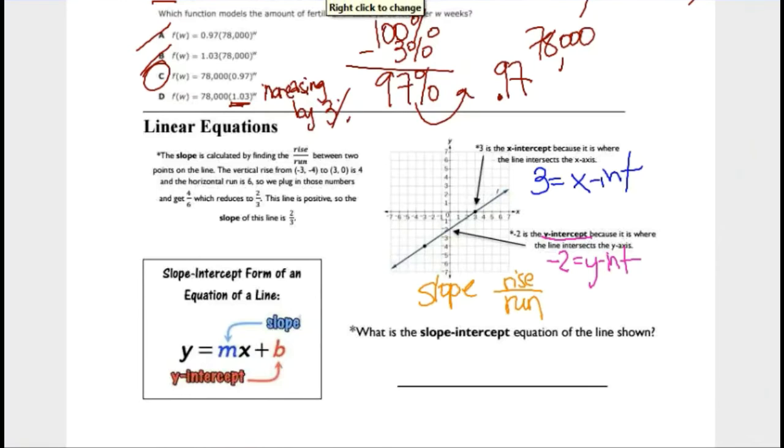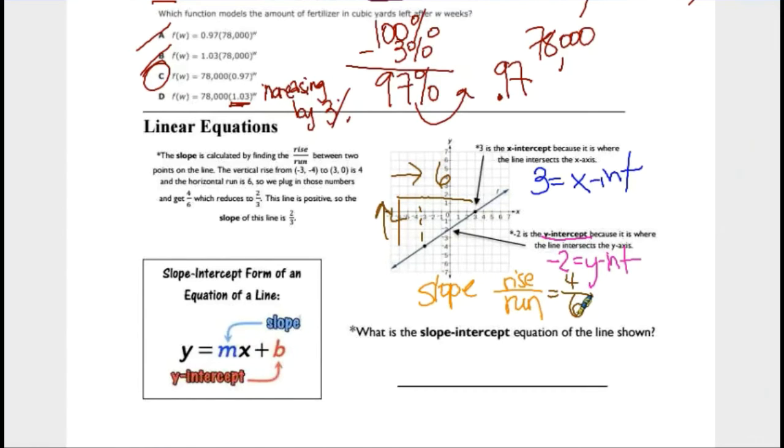Okay, so I want to do my rise, so I'm going to go up. I'm going to count how many I need to go up to get even to that other point. And it shows me that I am going up 4. And my run is how much I'm going over to get even to that point. My run is actually going to be 6. So I'm plugging that in.